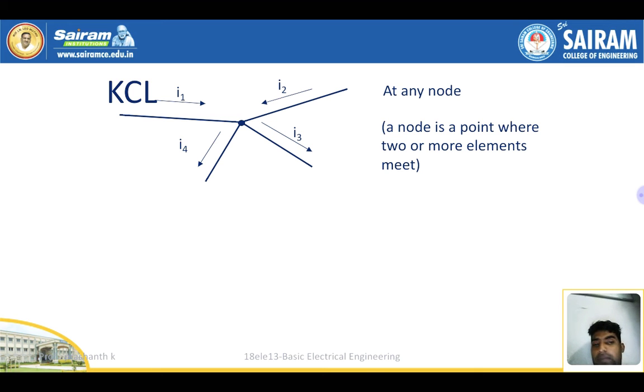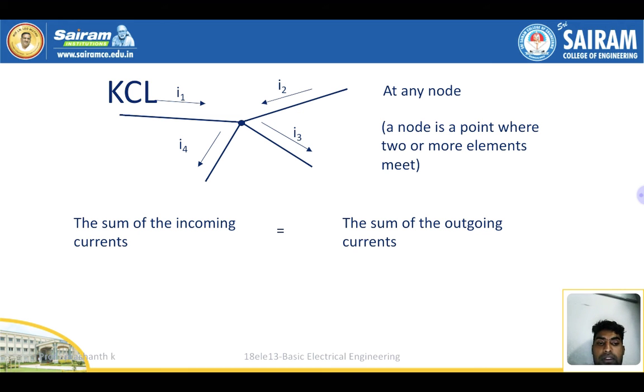There, a number of buses meet together, and then they distribute everywhere. So the sum of the incoming current is equal to the sum of the outgoing current. Which one is incoming? I1 and I2 are incoming. I3 and I4 are leaving.